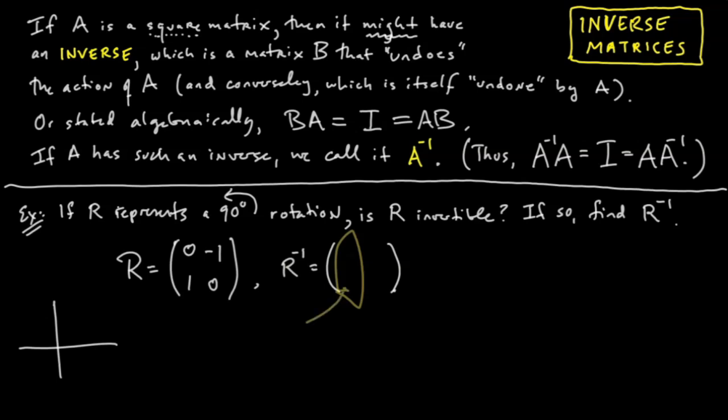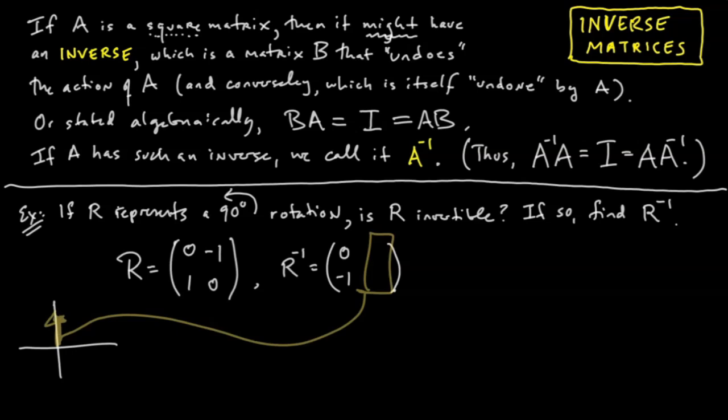Its first column is the image of I hat, but now under a 90-degree clockwise rotation, which transforms I hat into minus J hat, which is 0, -1. Similarly, the second column is the image of J hat under a 90-degree clockwise rotation, which of course is going to be I hat, which is 1, 0. And we have computed our first inverse matrix.